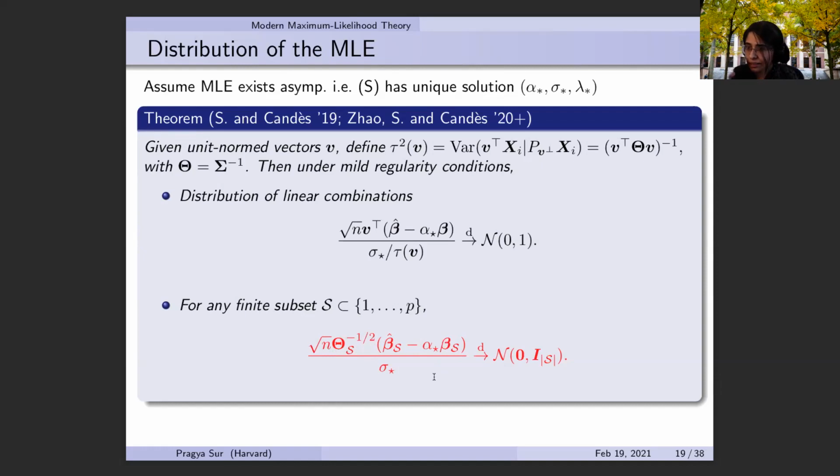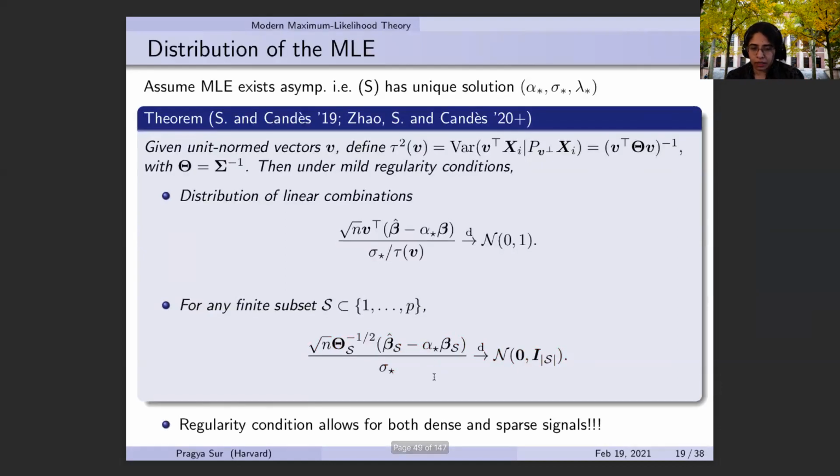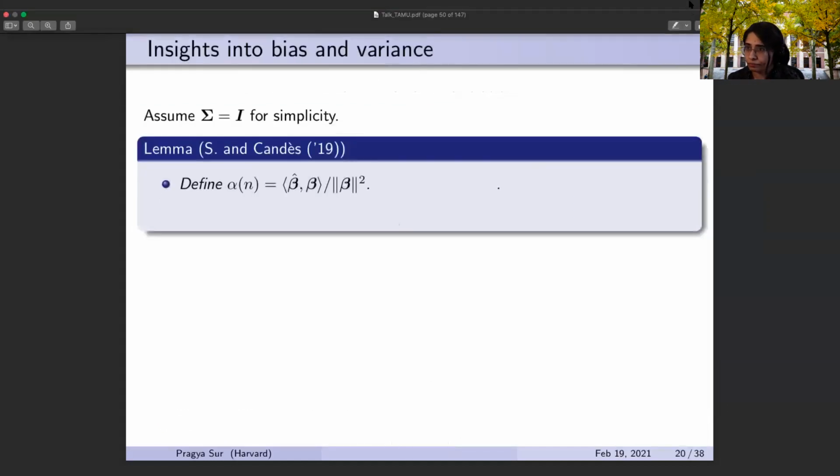Any questions on this slide? Okay. Yeah, our regularity condition allows for both dense and sparse signals. I have already said that before.